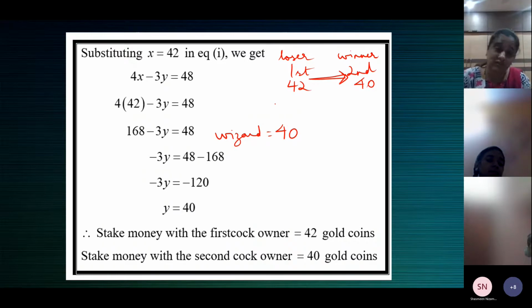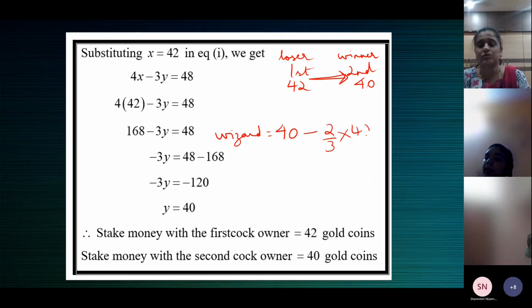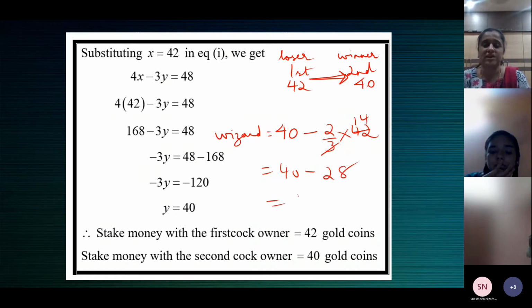Now the loser, he's given everything. He's given away his 42 to the winner. He has nothing. The wizard will now give him. How much? If the first one loses, how much did the wizard agree to give him? 2/3 of his stake money, 2/3 of 42. So 40 minus 28. So his gain is 12 gold coins. So even after paying the loser, he still has 12 gold coins with him.